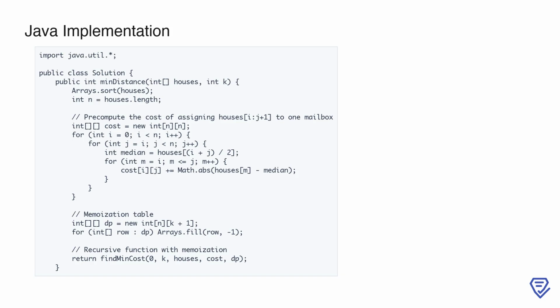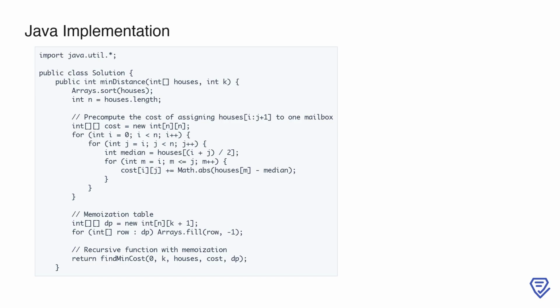Here, we begin the Java implementation of the Allocate Mailboxes problem. We first import the necessary utilities and define the minDistance method, which serves as the entry point for our solution. The method takes in an array of house positions and the number of mailboxes k.